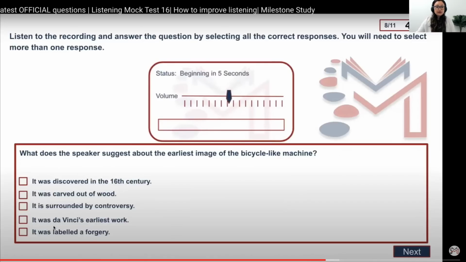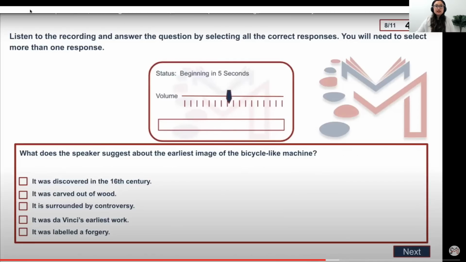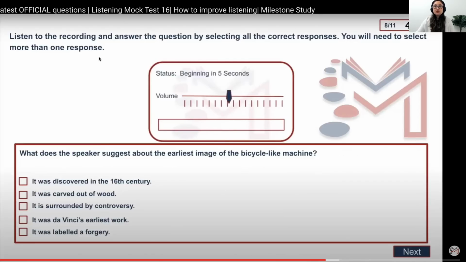You see there are more options, and the question is there. What does the speaker suggest about the earliest image of the bicycle-like machine? And one more thing you can notice here, you will need to select more than one response. So this means it's multiple choice, multiple answer. It's up to you. You can pick as many answers as you like, but I would suggest only picking one because of the chances of getting negative mark. And most of the time when we listen to the audio, it's likely that we get that one answer right, okay?